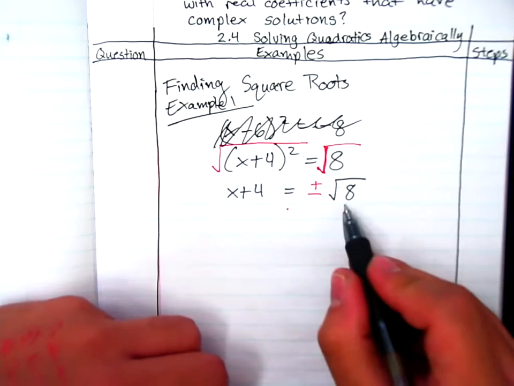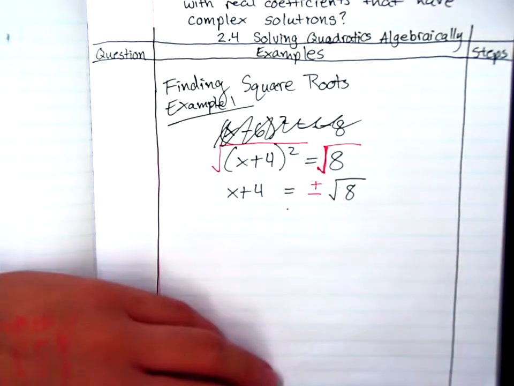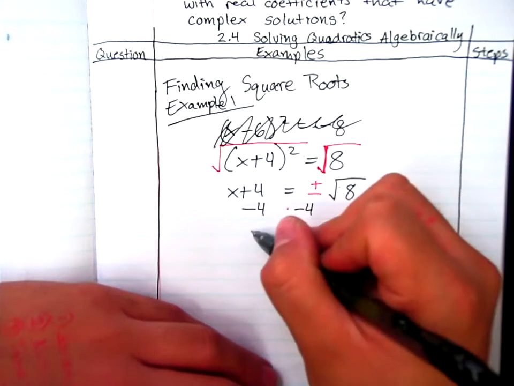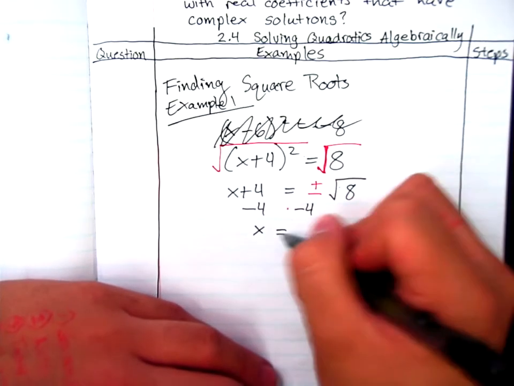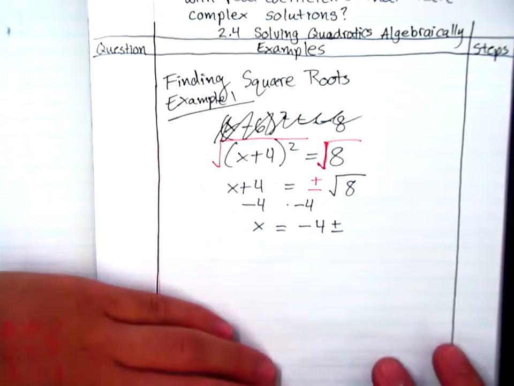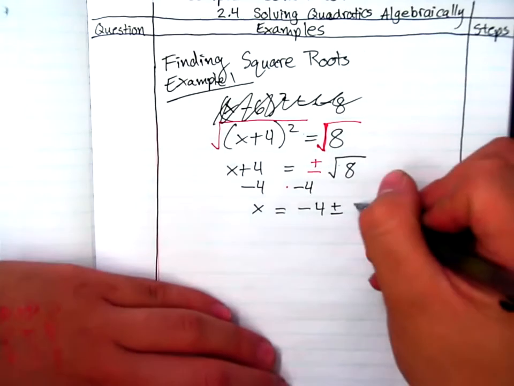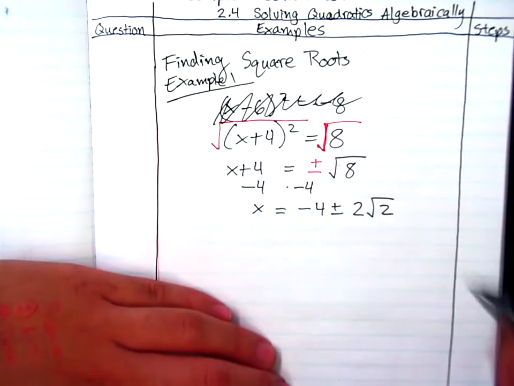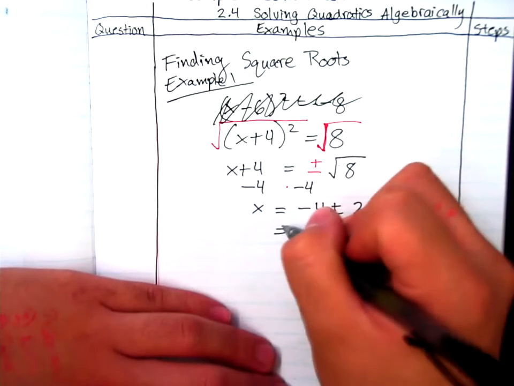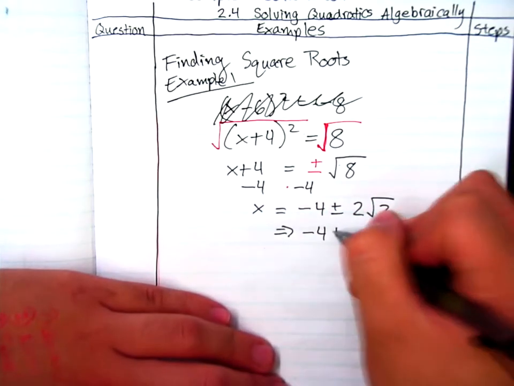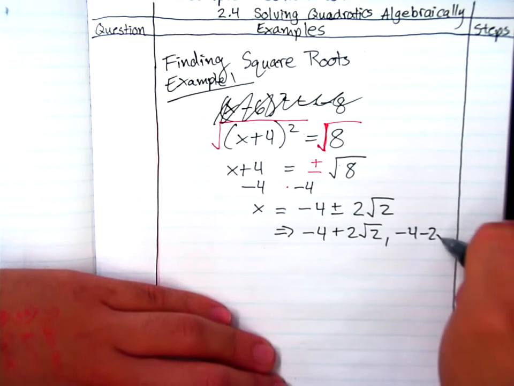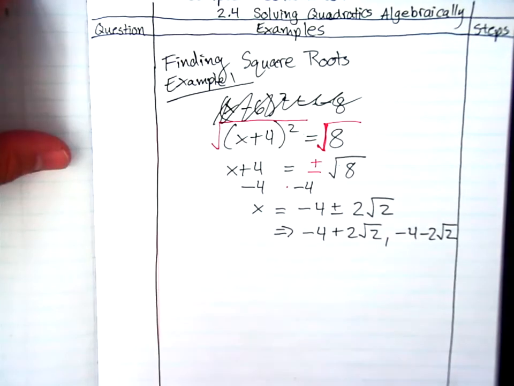Okay. We do need to simplify this to simplest radical form, and we're also going to subtract 4 from both sides. So here we get x equals negative 4 plus or minus, and as you should know by now, the square root of 8 is simplified to 2 radical 2. Okay, so this would be our 2 answers. If you want to expand them out, you can rewrite it as negative 4 plus 2 radical 2 and negative 4 minus 2 radical 2. Okay. So that's example 1.